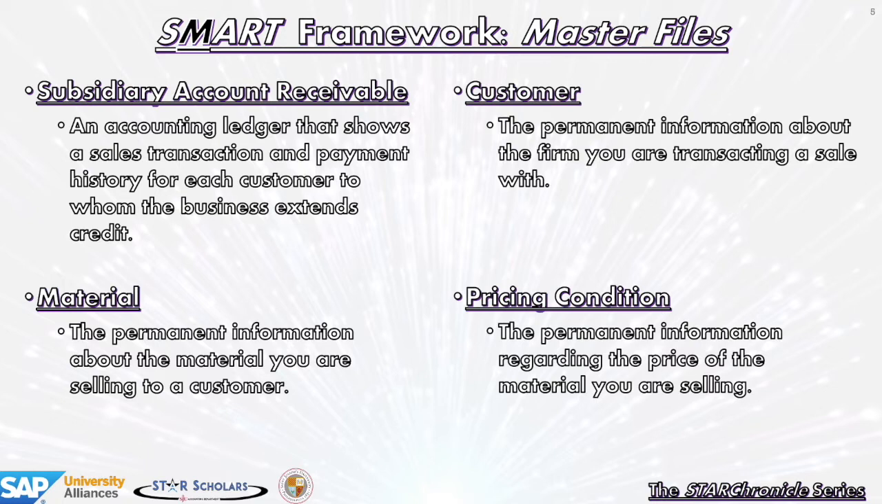Lastly, the pricing condition master file contains the permanent information related to the selling price of a specific item within the SAP database. As you'll see in one of the first steps of the sales process, a pricing condition of $3,000 must be entered for our DXTR Deluxe Touring Bikes to notify the SAP system that we will sell the bikes for a price of $3,000 each.